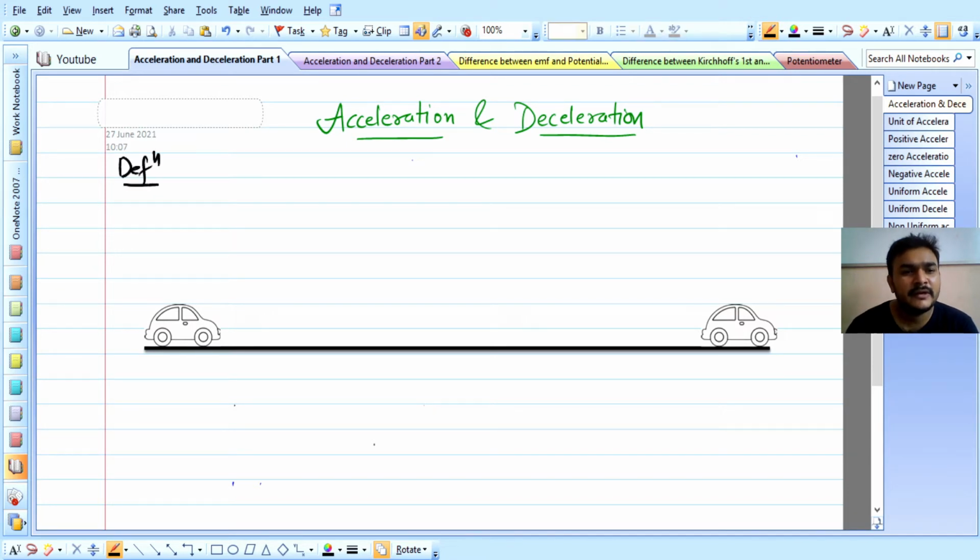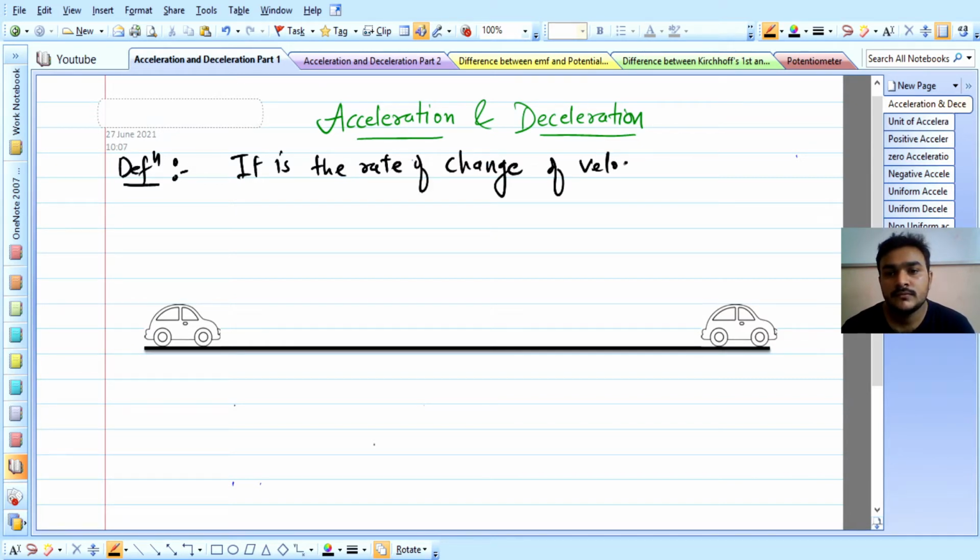If I want to define acceleration, the acceleration of a body is defined as the rate of change of velocity with respect to time. Okay, so it is the rate of change of velocity with respect to time.